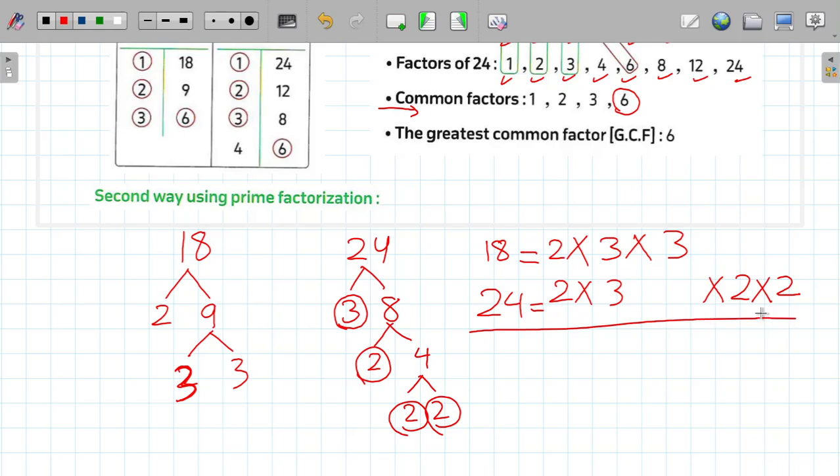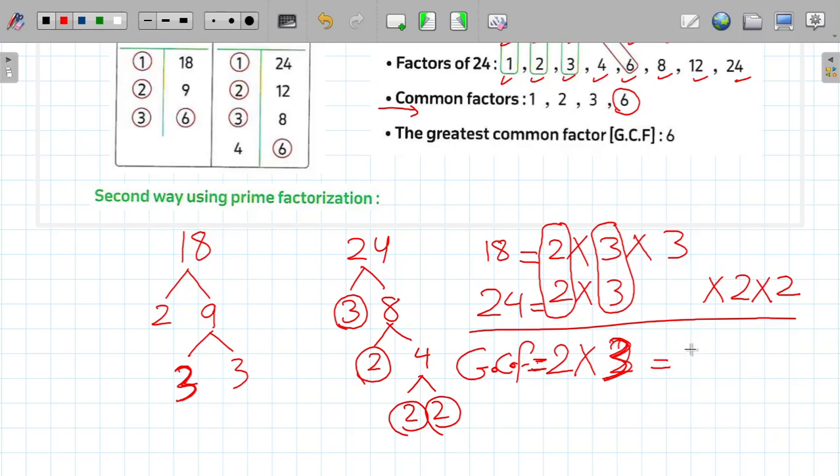Okay, so I will search about the repeating factors in the two numbers. So the first one here is 2 and the second one here is 3. So I will multiply 2 by 3, okay, to find the greatest common factor. Okay, so 2 by 3 equals 6, so the greatest common factor is 6.